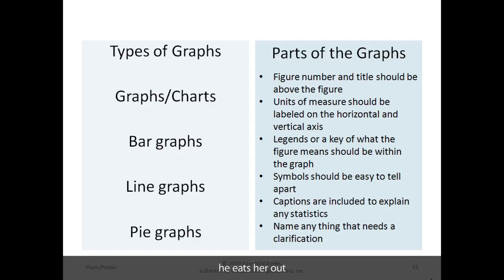Also, captions are included to explain any statistics and name anything that needs a clarification. So that's why I said before, if you can name everything, that's great. Put as much information in there as possible so people don't have any questions, well, what does this mean? Or what is that?